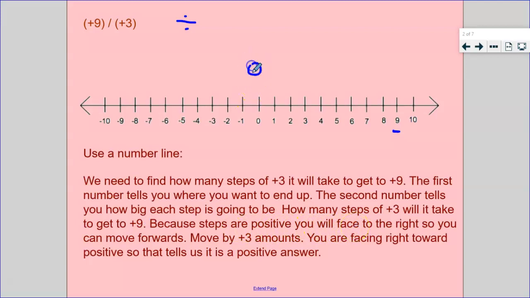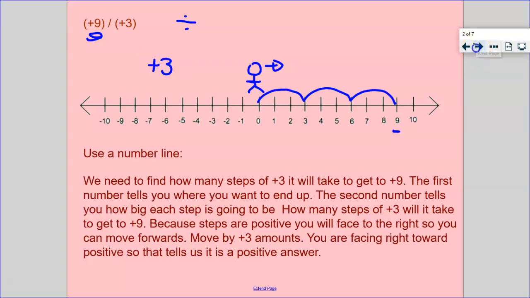Again, we're going to start at 0. Our dude is going to face right. And he's going to move by positive 3 amounts. So positive 3, positive 3, positive 9, and we've ended up where we want to be here. Okay, and we see that it's 1, 2, 3 steps he made, and he's facing to the right, so that tells us that the answer is positive. So the answer would be positive 3.